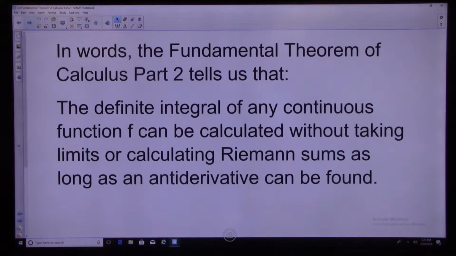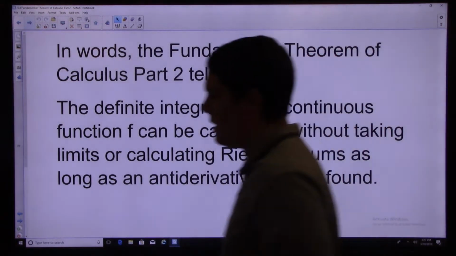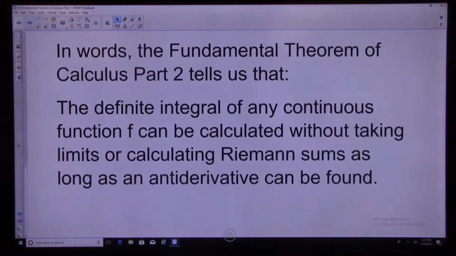So that's what I was talking about earlier. We don't have to approximate anymore with Riemann sums, or think about what happens with the limit as all those rectangles approach infinity. We can just do this process, and we're going to know the area under the curve. We're going to be able to evaluate the integral, as long as an antiderivative can be found. So if it's possible, we're going to be able to do it. So let's get that down. That's in words what we're going to do.